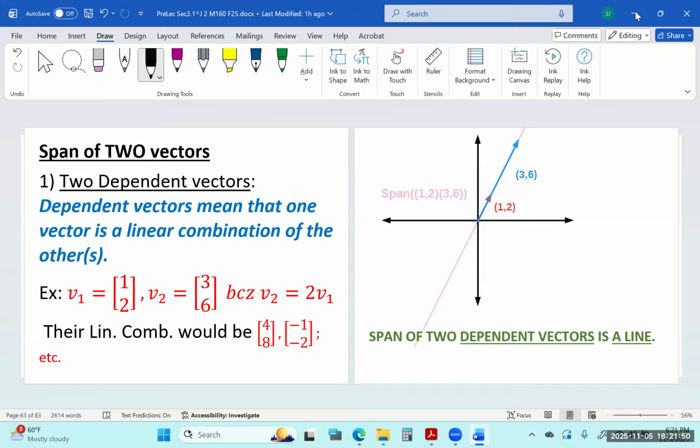For example, if we add them, V1 and V2, we get 3 plus 1, 4, 6 plus 2, 8. So the first one is the addition. The second one, if you subtract V1 minus V2, then 1 minus 3 is -2, 2 minus 6 is -4, sorry. This should be -4. I should change here.